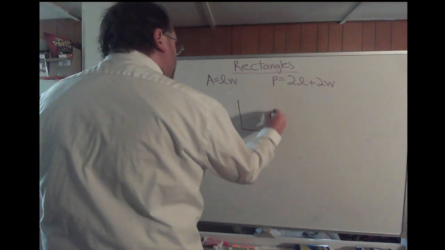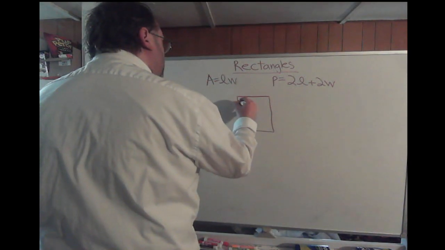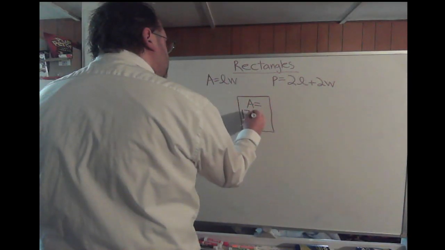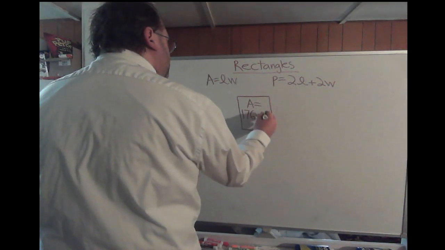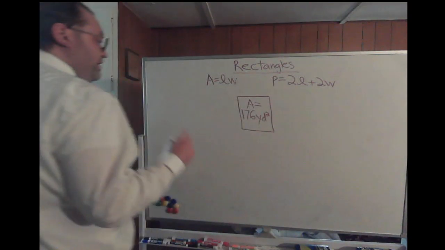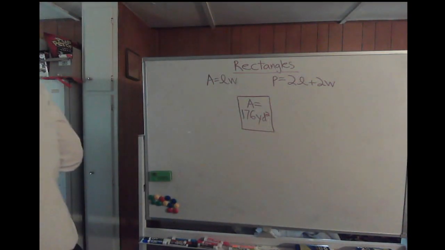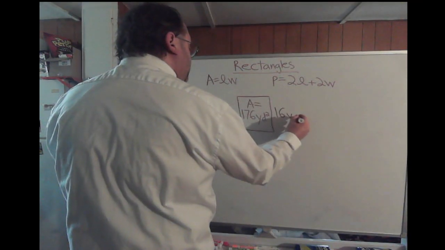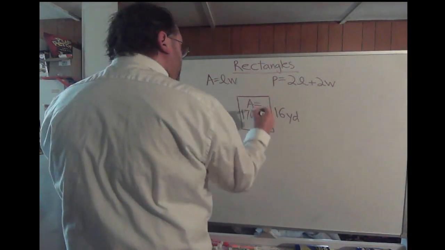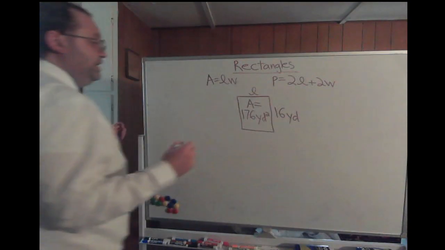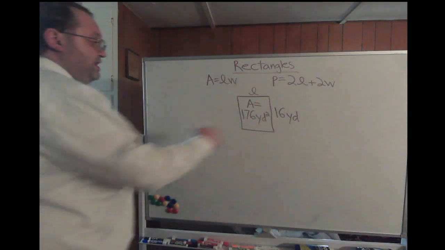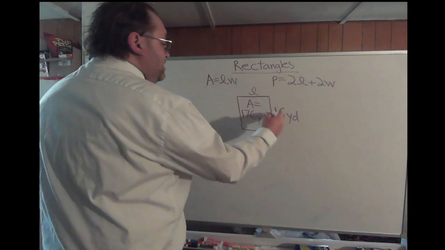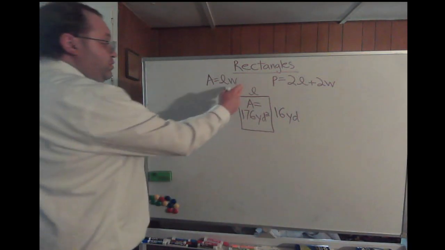This time you have a rectangle where the area is equal to 176 yards squared. It looks like the width is going to be 16 yards. What you don't know is the length. So we have the area of this rectangle being 176 yards squared. The width is 16 yards. We don't know the length.